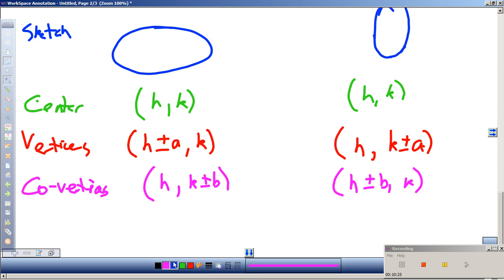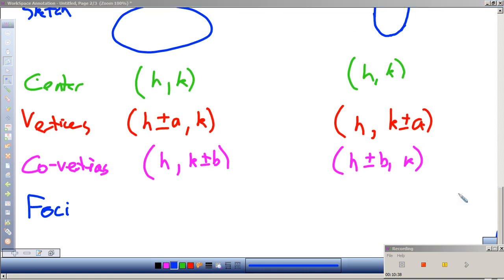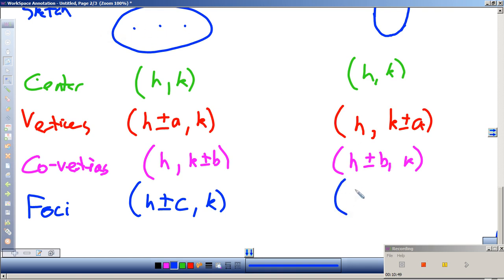Next we'll do foci. Notice foci is the plural of focus, just like vertices is the plural of vertex. So where are the foci going to be? Okay, h plus or minus c, comma k. Remember, you're going from your center. Your foci would be c to the left or right of it. And over here, h comma k plus or minus c.